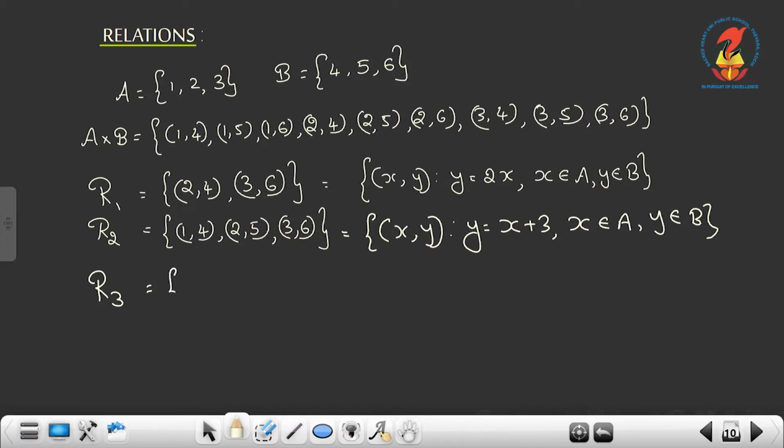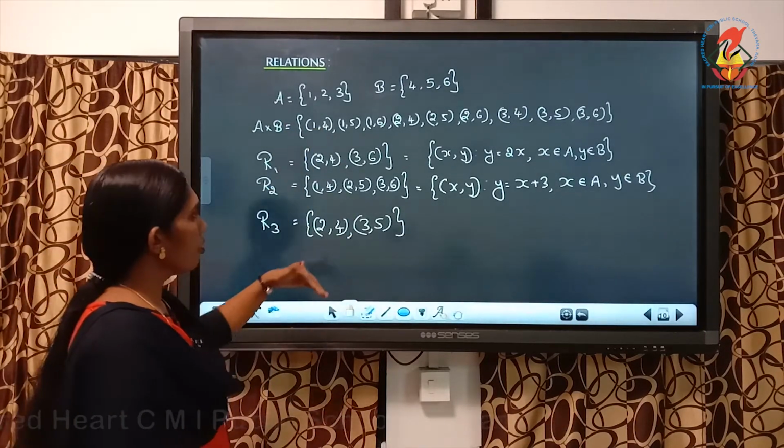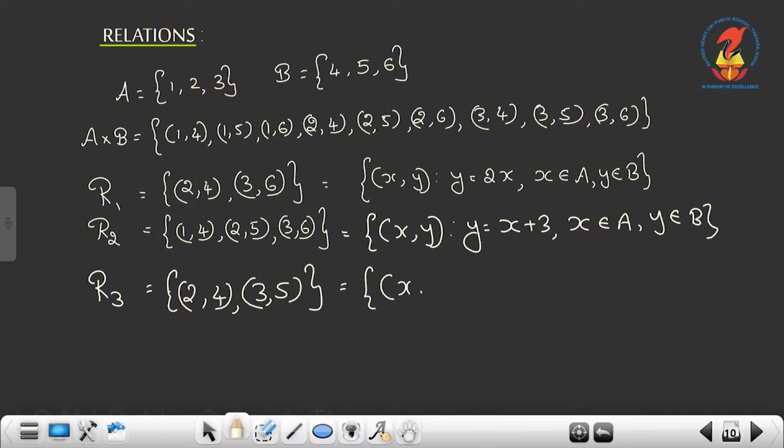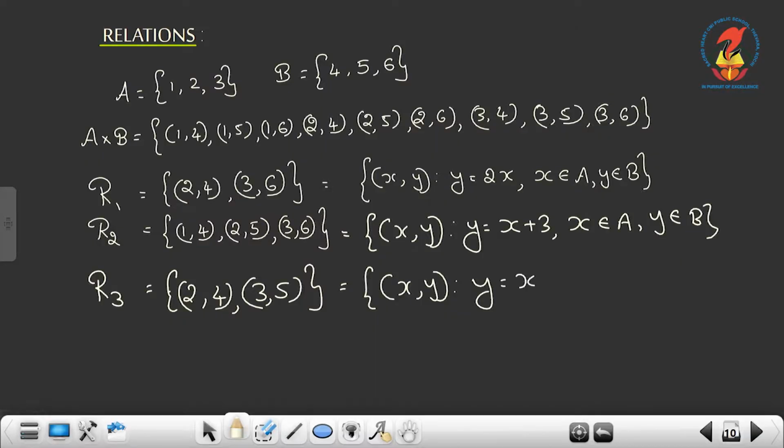Then another one, {(2,4), (3,5)}. Is it a relation? Yes, (2,4), (3,5). It's a subset of A cross B. What is the relationship? Here 2 plus 2 is 4, 3 plus 2 is 5. So y is equal to x plus 2, or you can write x is equal to y minus 2. Anyway, you can write. Here I am writing x is equal to y minus 2, where x is an element of A and y is an element of B.